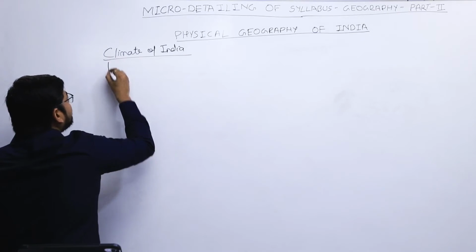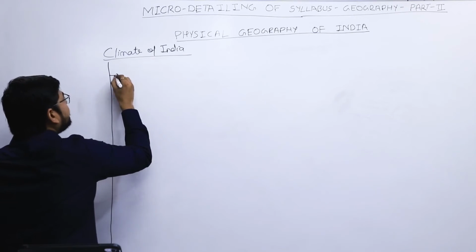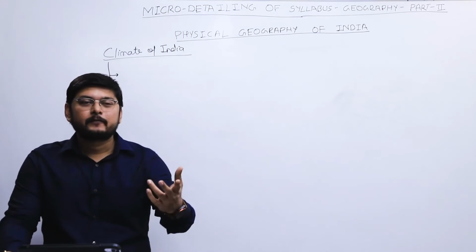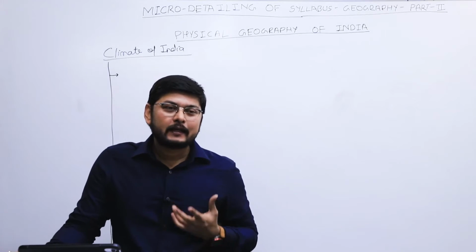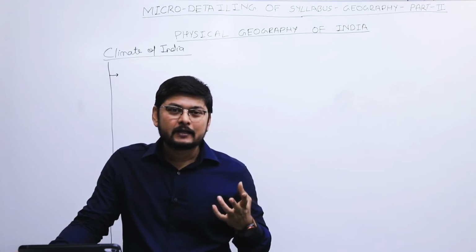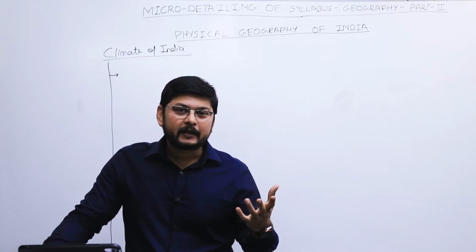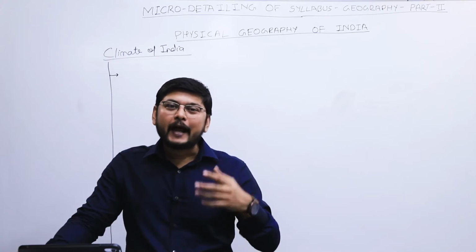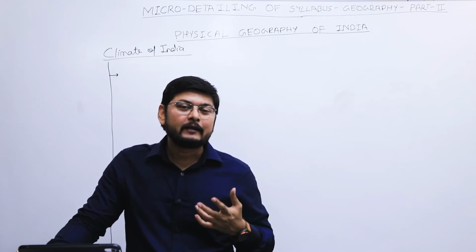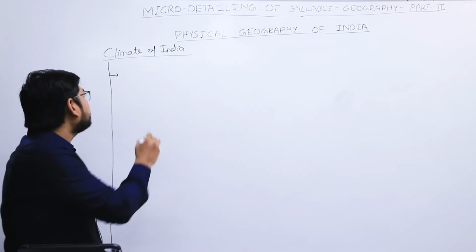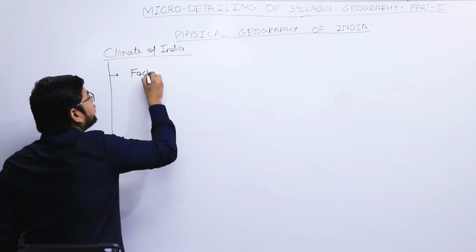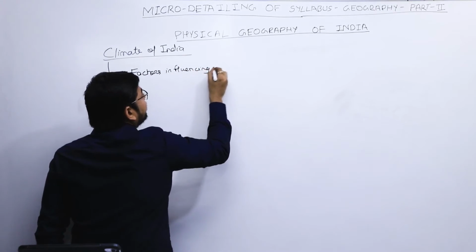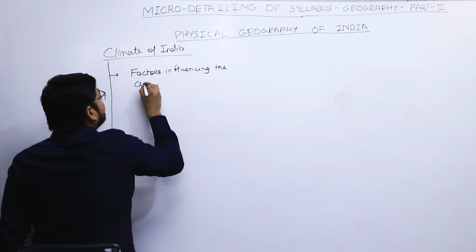Now, if I want to consider something with respect to the climate of India, what is the basic thing I will be studying first? What I need to understand first is why the climate of India is like this: why some regions have hot and humid climate, why some regions have dry and cold climate, and why some regions have very high temperature with very low humidity. We will study this in the part on the factors influencing the climate of India.